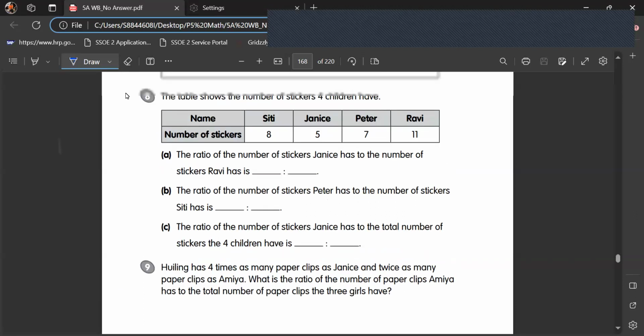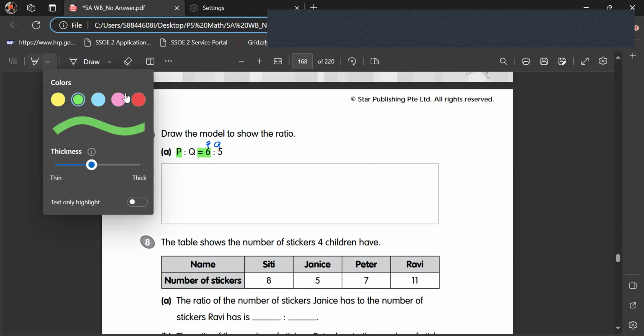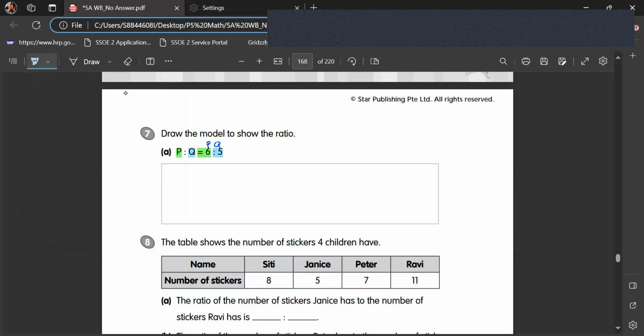Now, there's a reason. You can see in question 7, it asks you to draw a model to show the ratio of P to Q. So it's P to Q. Likewise, I could use a color for P, and then I could use a color for Q, and then P to Q. So you try as much as possible to make it the same size.